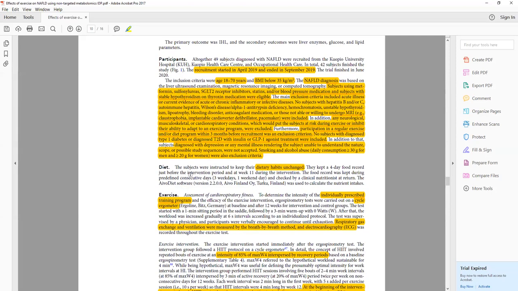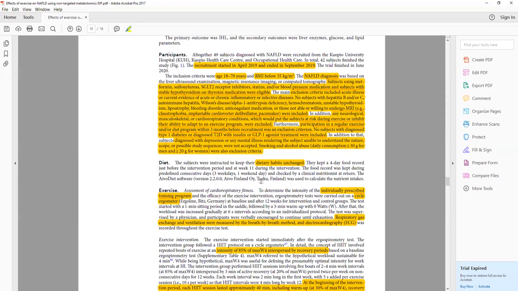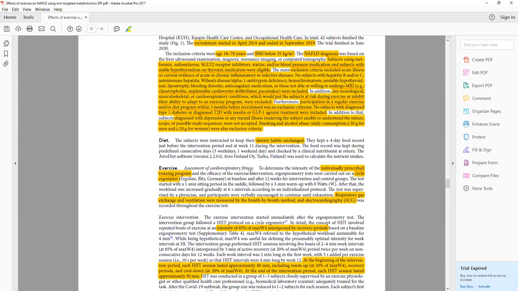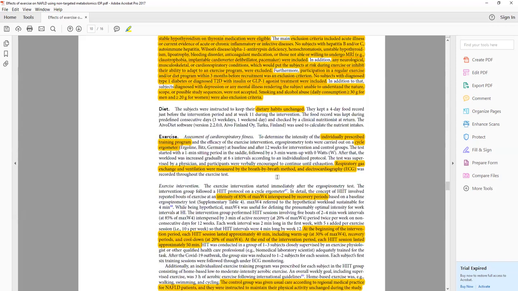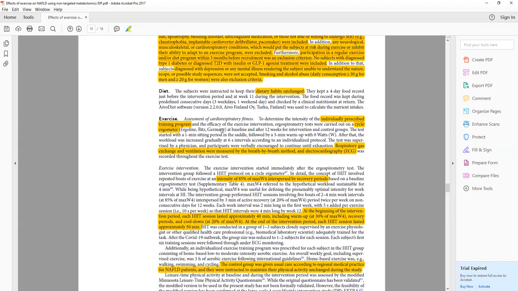The diets: the subjects were instructed to keep their dietary habits unchanged. They even had to keep a record book of what they ate for 4 days or something, I think. Yeah. So for 3 weekdays and a weekend day, you had to write down what you ate just to keep that constant. The exercise: again, they didn't just give the same exercise programs for all the individuals.